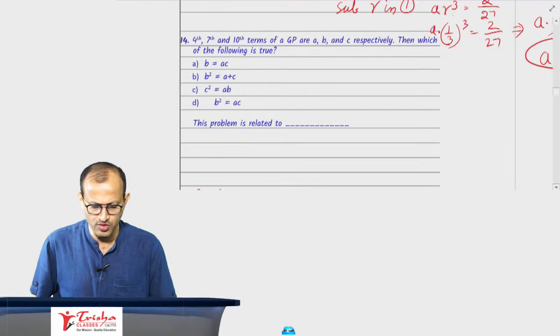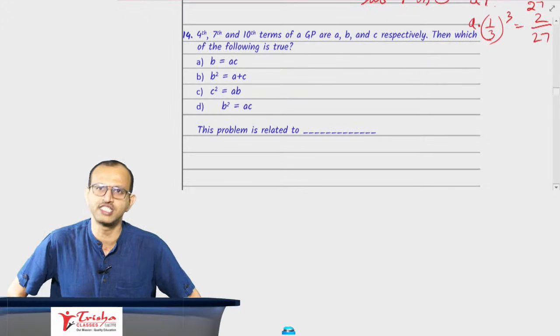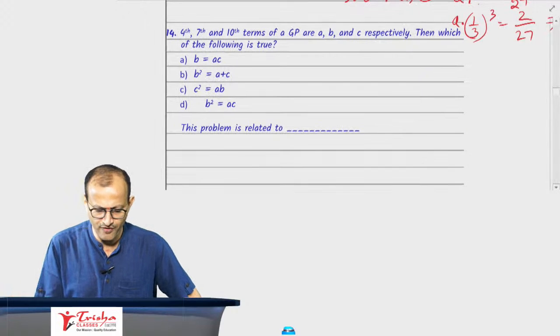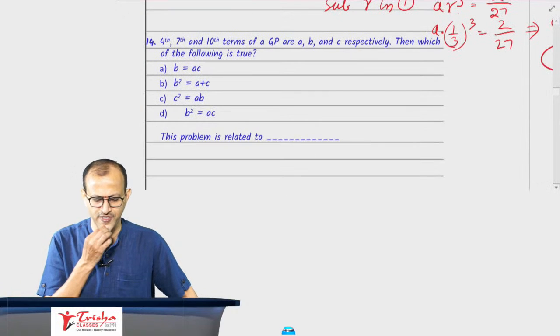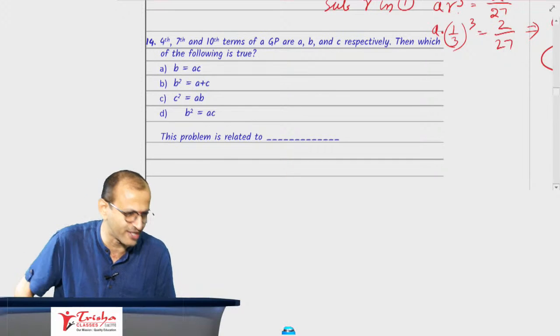There is an interesting question here. The 4th, 7th and 10th terms of a GP are a, b, c. Then which of the following is true? Listen here, I have two methods to explain to you.